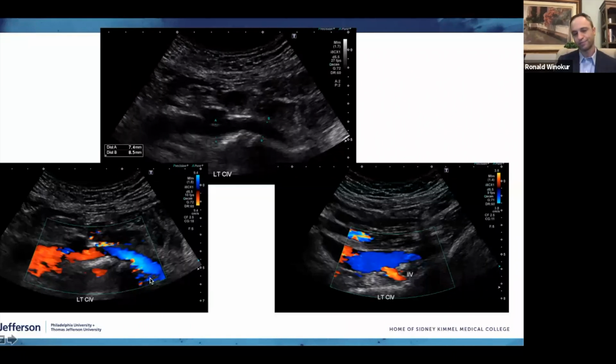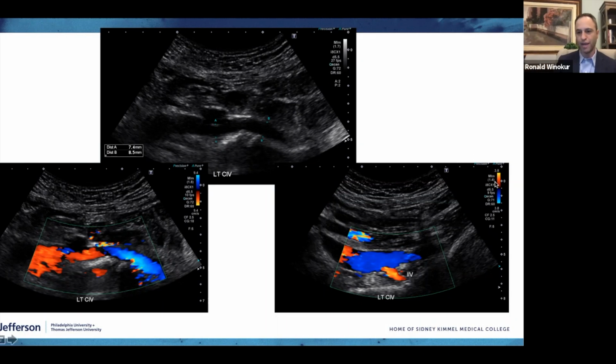There's no aliasing or change in velocity here. And then most importantly, look down at the confluence of the internal and external iliac veins, because if there is obstruction in that central left common iliac vein, you're going to look for reflux in the left internal iliac vein to see if it's backfilling into the pelvis.